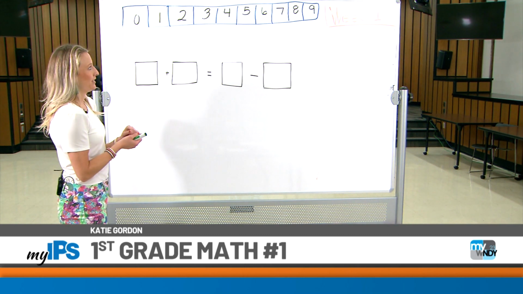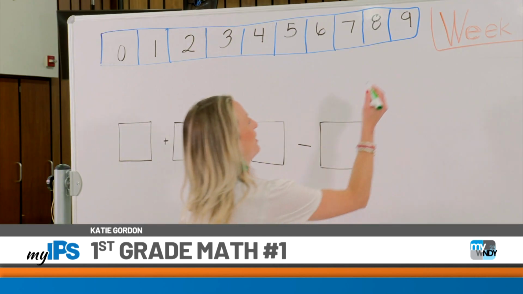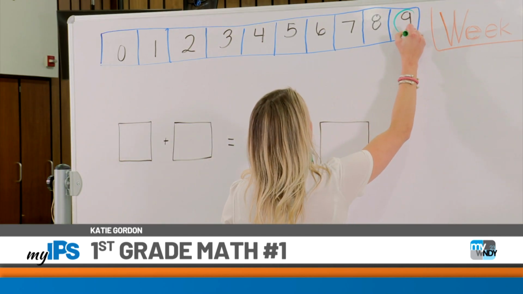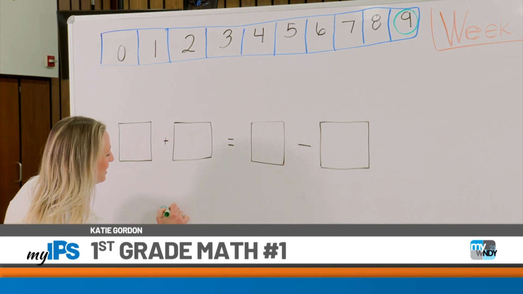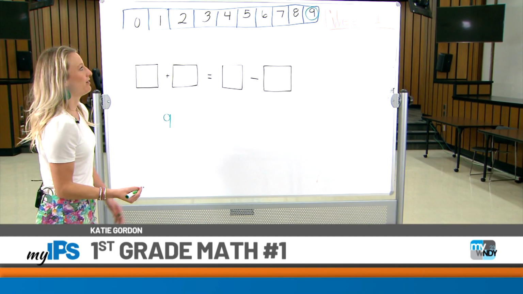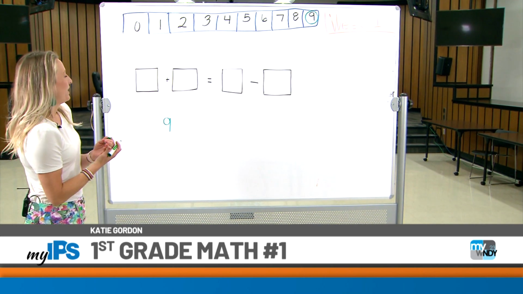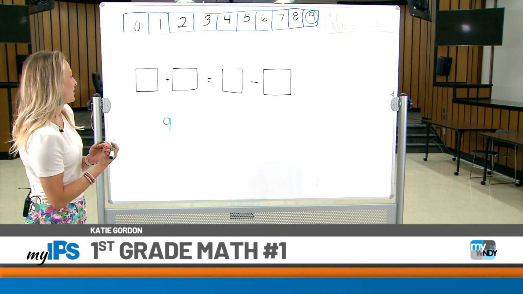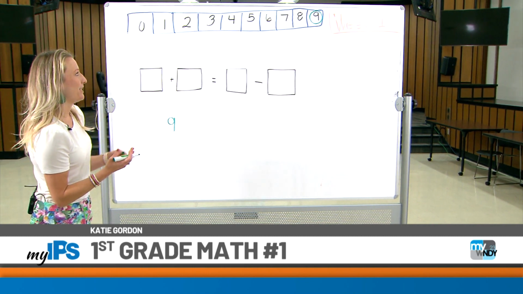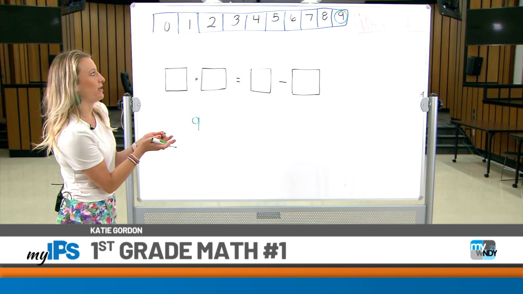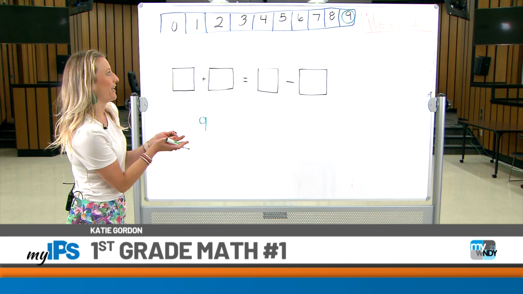If 9 is my greatest number on my number line here, I would assume that 9 would be the greatest. Would you assume yes? Okay, good. So 9 is my greatest number, so if I know that 9 is going to be my greatest sum, I'm just going to go ahead and write 9 down here. Now what numbers can I use to give me 9? Because I know that's my sum that I want.